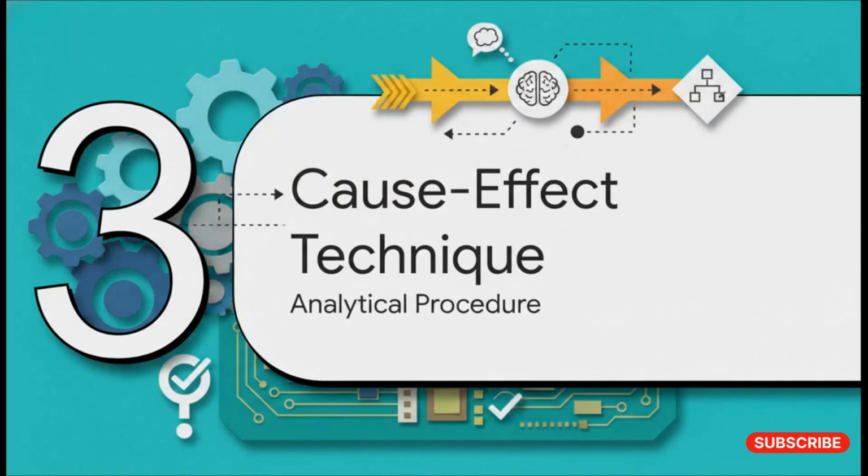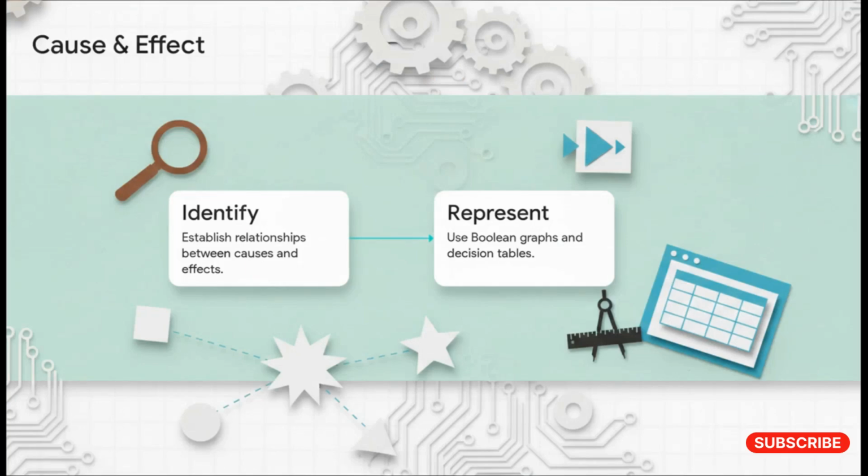Okay, moving right along to Section 3, Technique 2, cause effect. While error guessing was all about playing hunches, the cause effect technique is a highly analytical step-by-step procedure. Step 1 is identification. We establish really clear relationships between influencing factors, which we call the causes, and the actual results, which are the effects. Once we've nailed down those relationships, Step 2 is to formally represent them using logical frameworks like Boolean graphs or decision tables. We are mapping out exactly how one specific cause triggers one specific measurable effect, making sure absolutely no logical pathway is left untested.